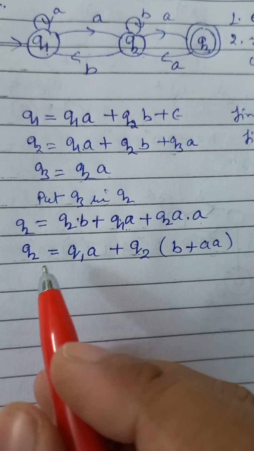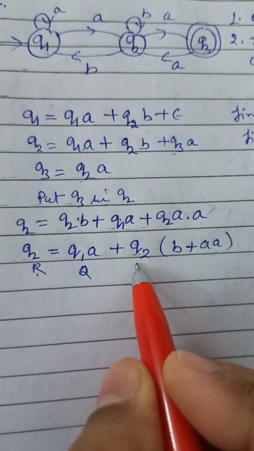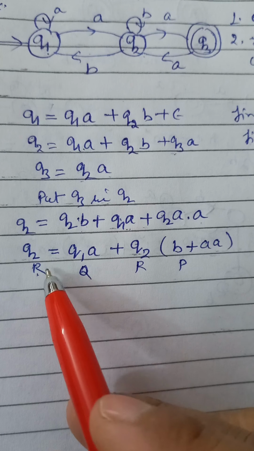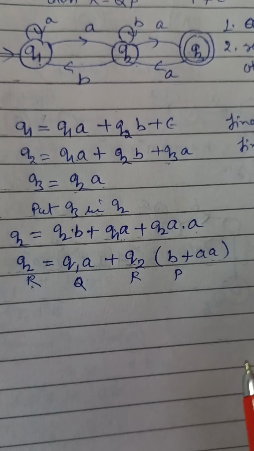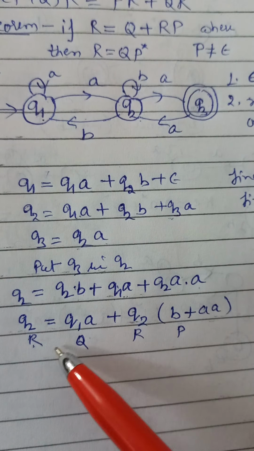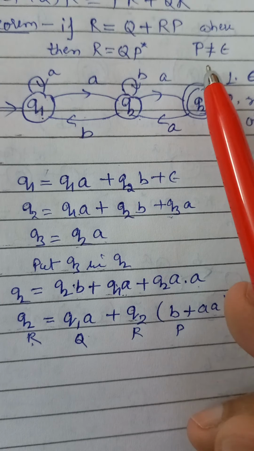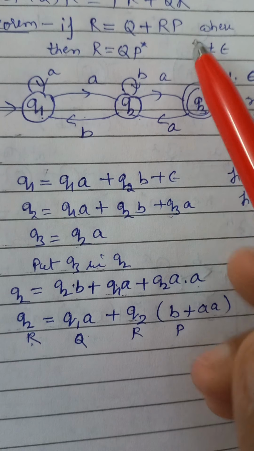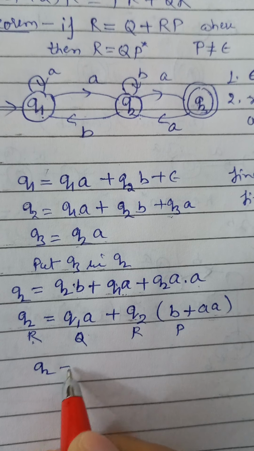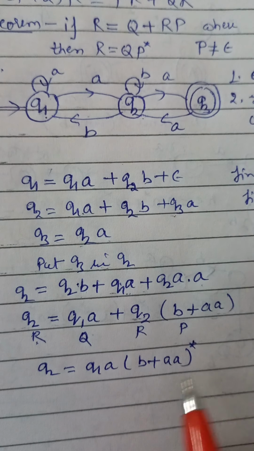We can suppose this is r, this is q, this is r, and this is p. And what is the formula we have? R is equal to q plus rp. Then R is equal to q p star, where p is not epsilon. By the formula, q2 will be equal to q1a (b plus aa) whole star.